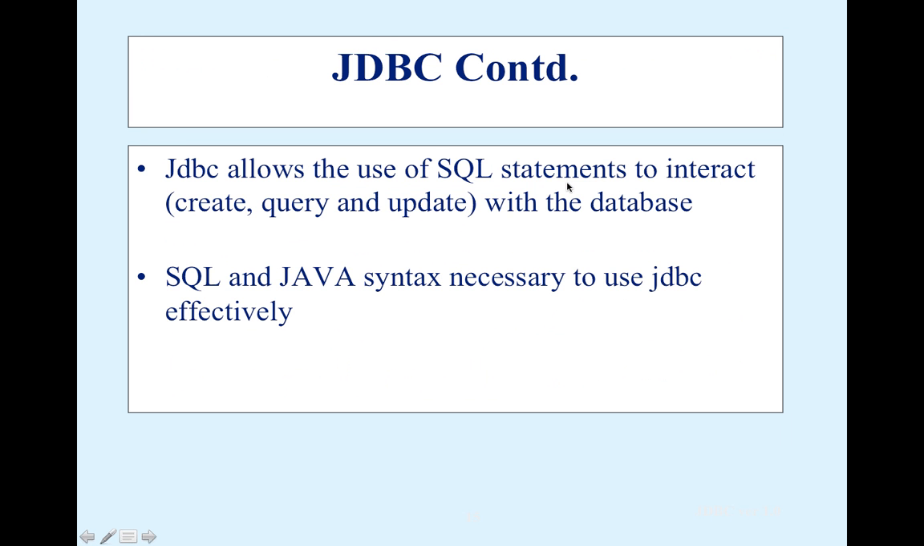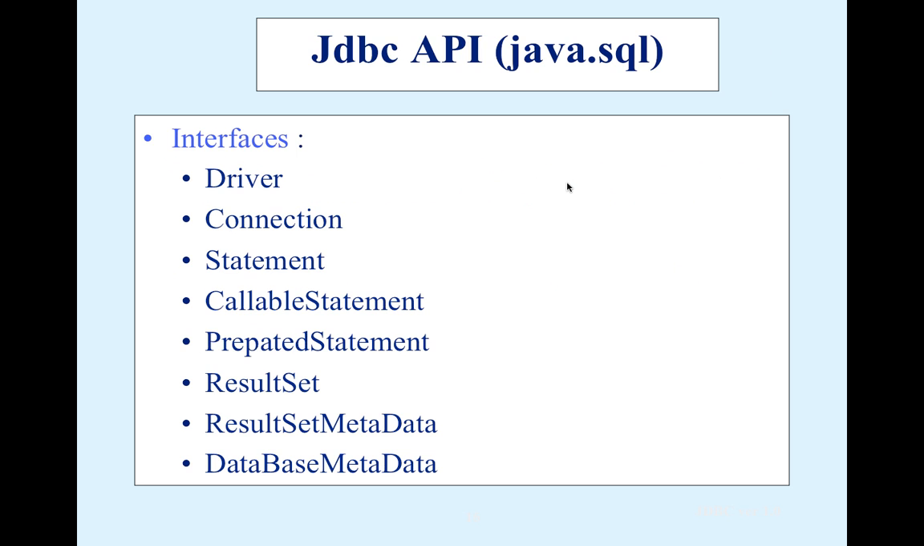Then JDBC allows the use of SQL statements to create, query, and update the database. So you need SQL and Java syntax to use JDBC effectively. So fine, how to deal with this? What are the important interfaces and where are all these standing? JDBC related stuff is all part of the java.sql package. Okay, the java.sql package. And it has interfaces like Driver, Connection, Statement, CallableStatement, PreparedStatement. These are all the interfaces that you guys need to be aware of if you know JDBC.